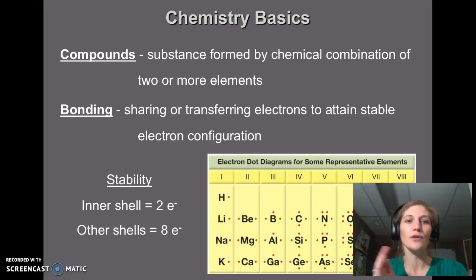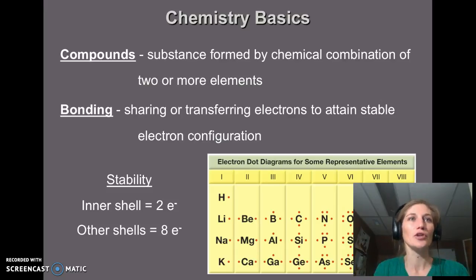Bonding is the transferring or sharing of electrons so that atoms can become stable. When we talk about stability, we're looking at part of this diagram, which tells us how many electrons are in those valence shells.